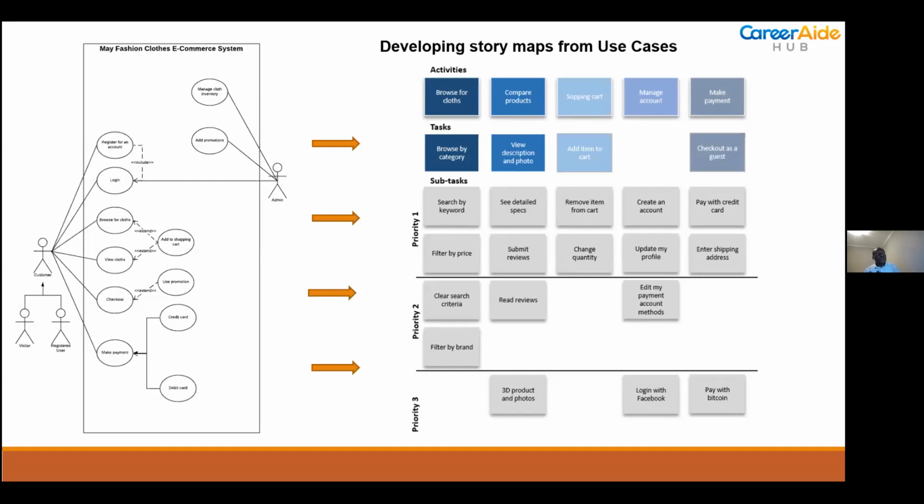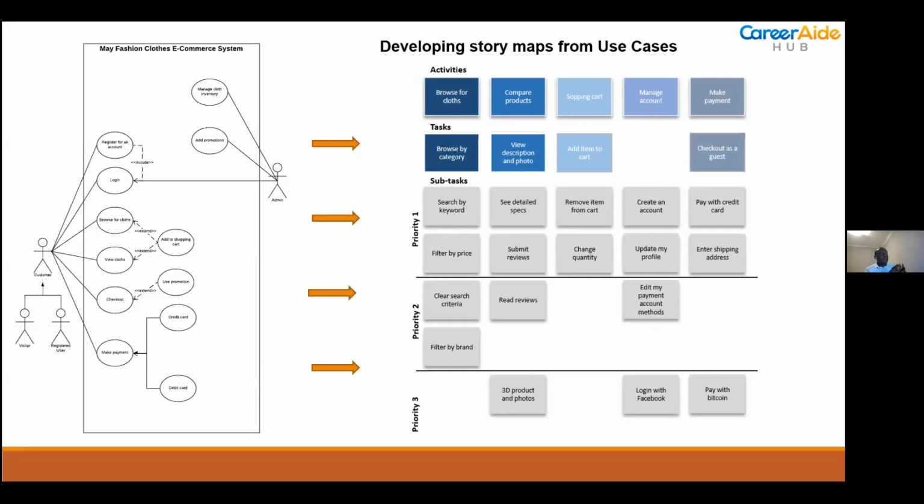Now, moving to the story map. The story map is on the right. If you look at the story map, you will see the various activities, the tasks, and the subtasks. Now, if you compare your activities, you will see that those activities map to your base use cases.